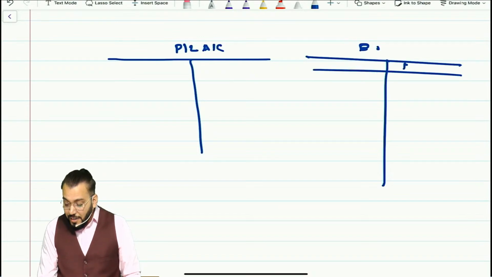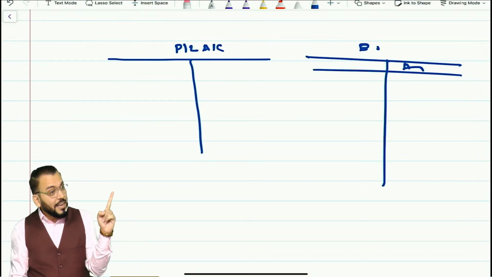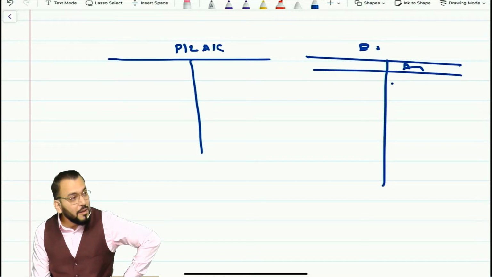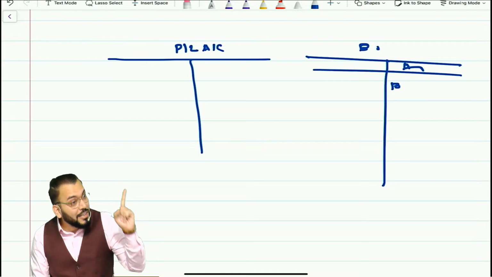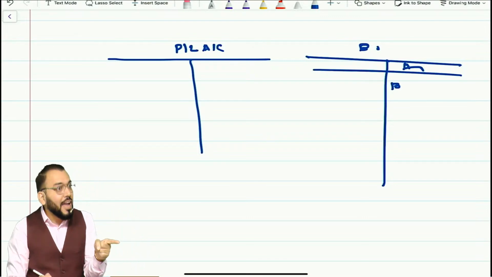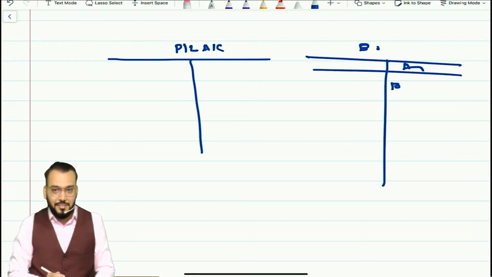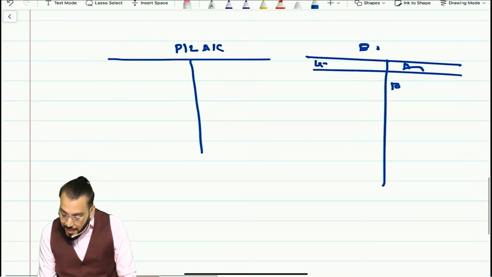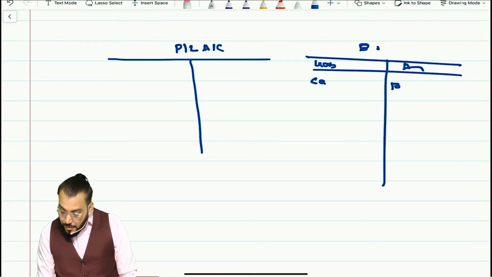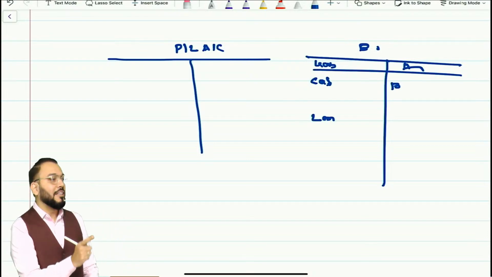In this balance sheet, all assets we write on this side. Understood? This side is assets. Examples are building. You know building. Building is an asset. Then write down all liabilities here. Write down capital. Then write down what? Loan. So loan is a liability.